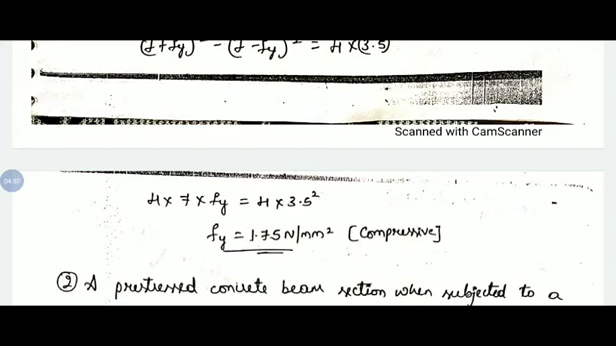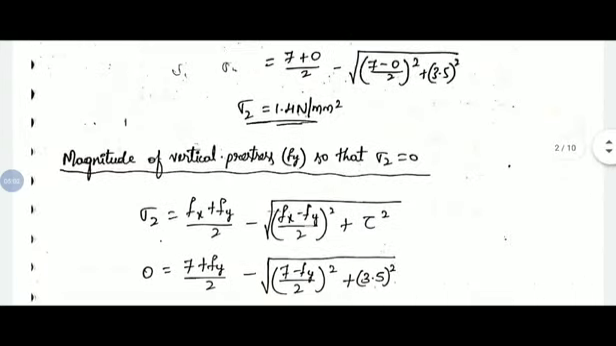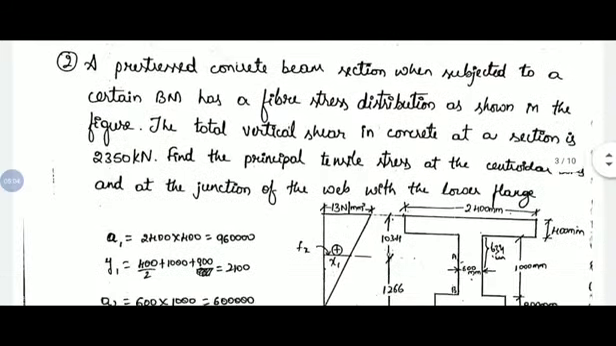So if we apply vertical pre-stress of 1.75 Newton per mm square, then the principal tensile stress of 1.4 Newton per mm square will become 0.